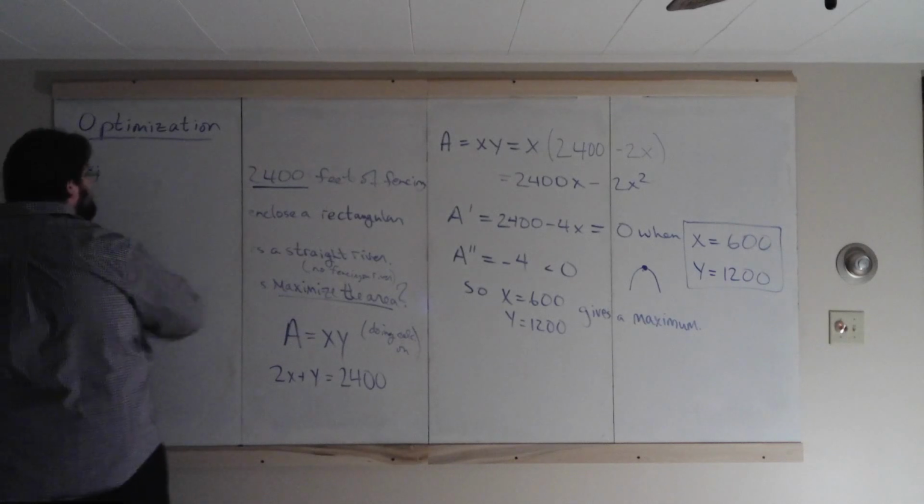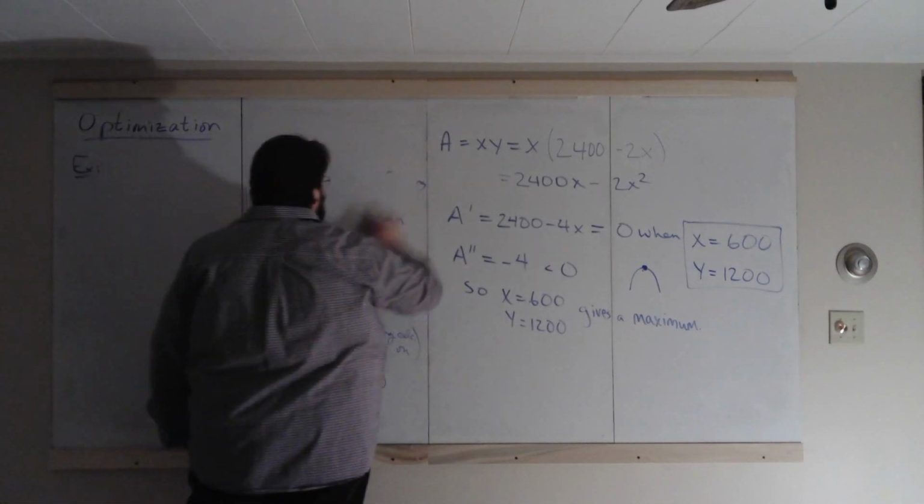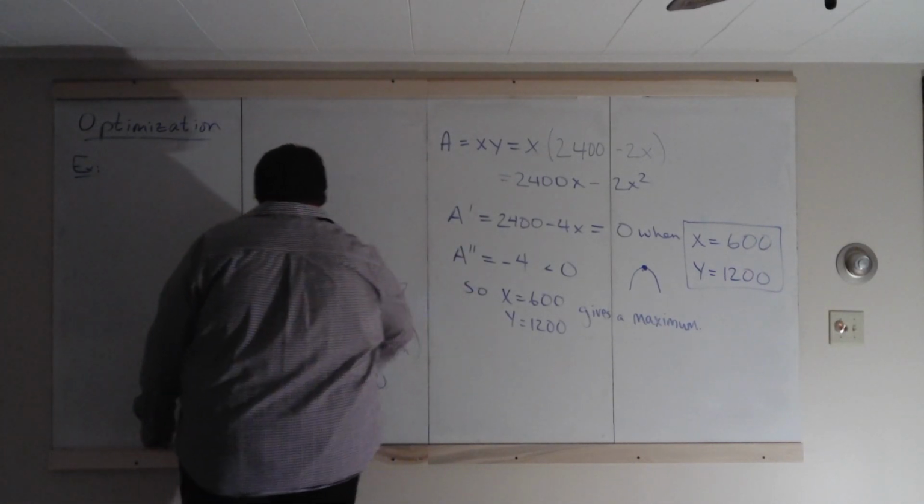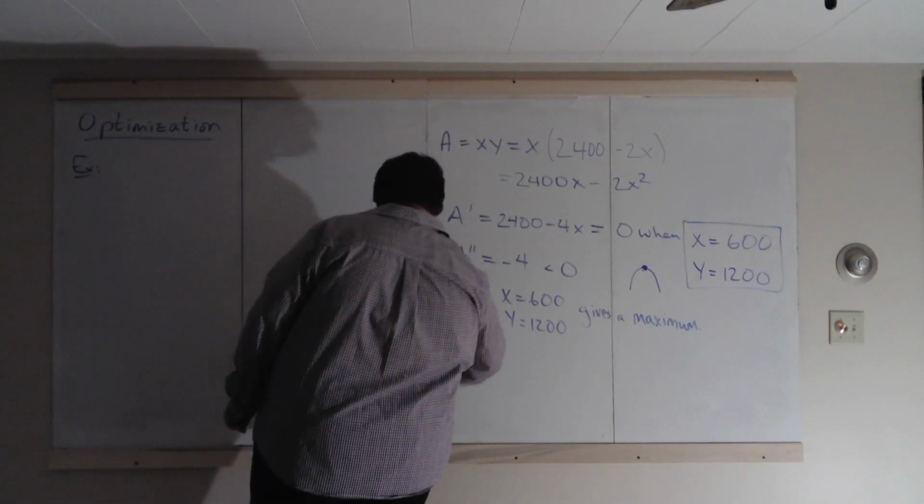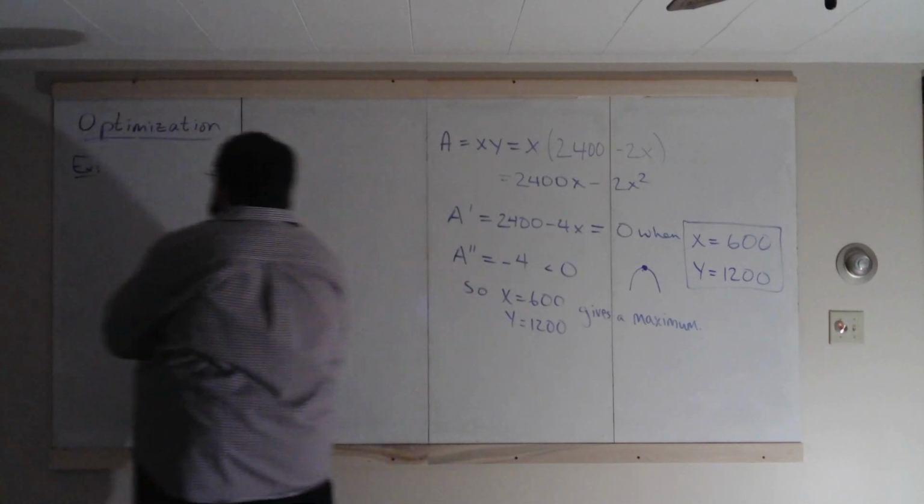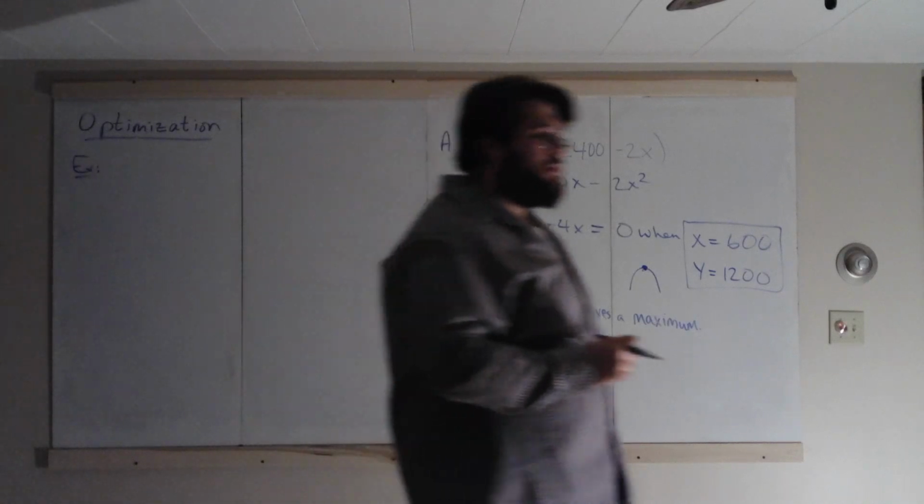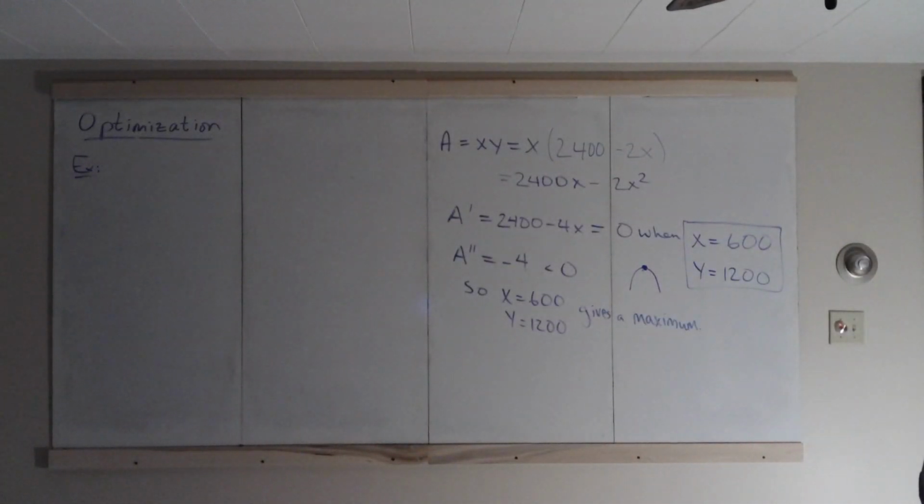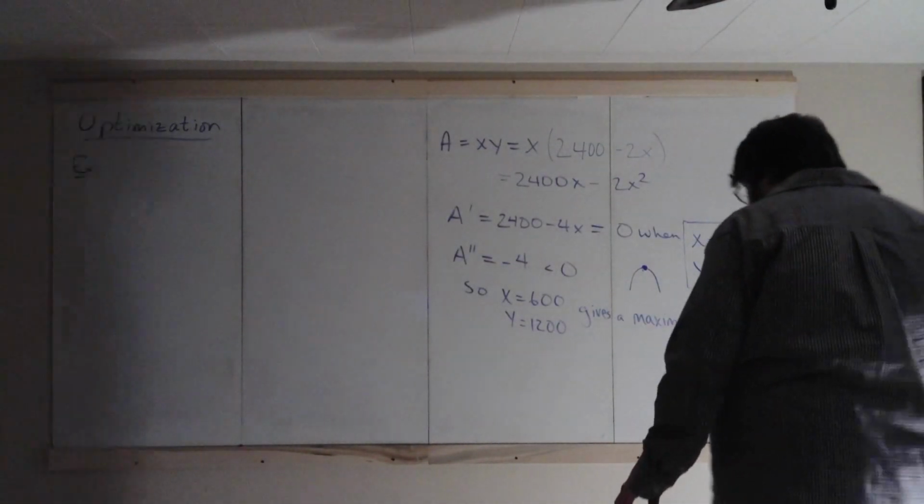Let's do another of these. Slightly different question. The sum of two numbers is 16. Minimize the sum of their squares.